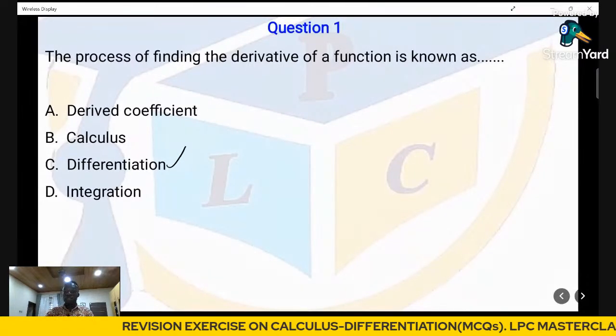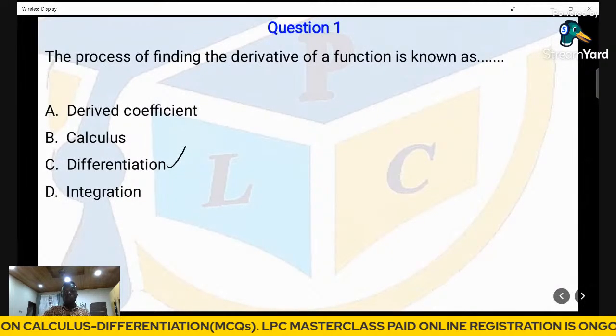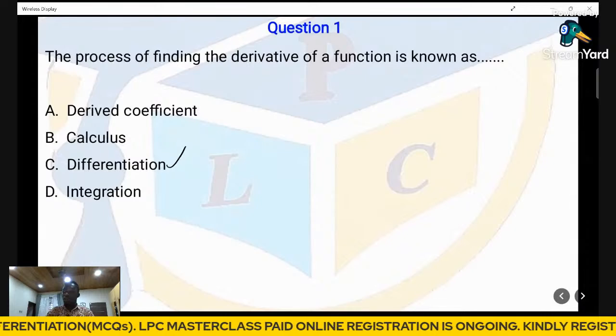So when you find a change between two quantities, we will say that we have differentiated those two quantities involved. So let's take note of that.